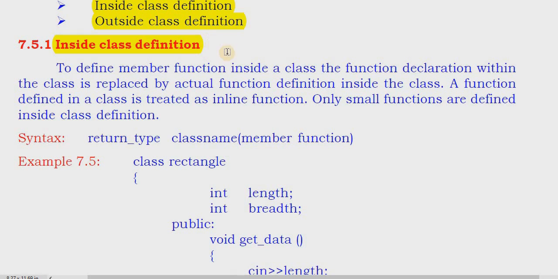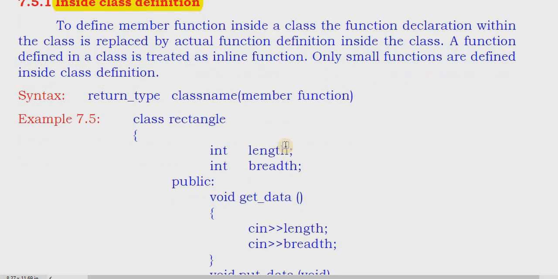So what does inside class definition mean? Simple: a member function which is declared and defined inside the class body is called an inside class definition member function. Means कोई भी फंक्शन किसको बोलते हैं? अभी मैंने बोला था, any name with parenthesis. So this is a function and this is the body of the function.